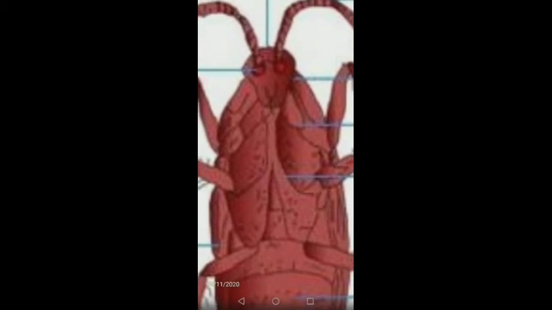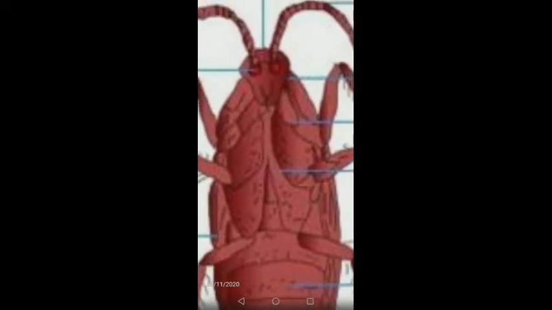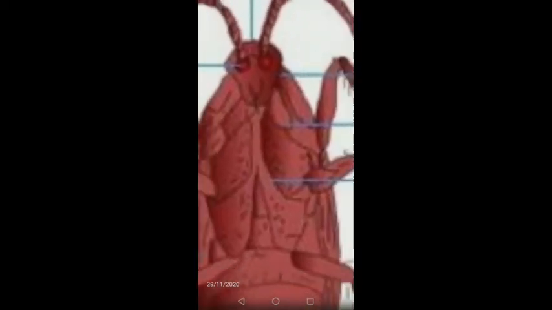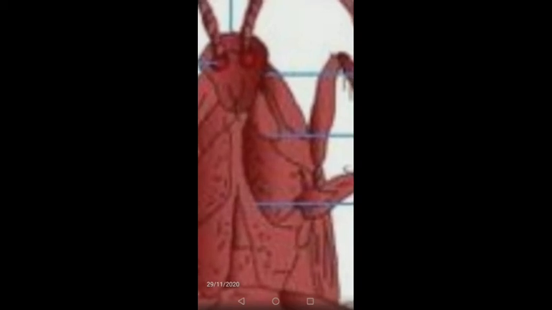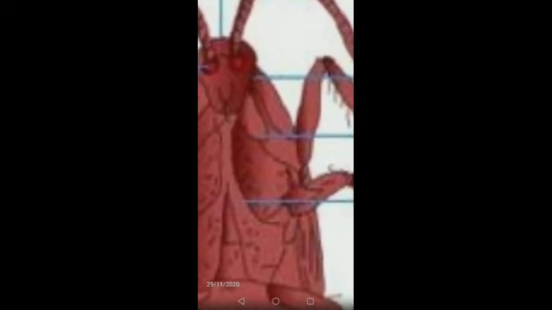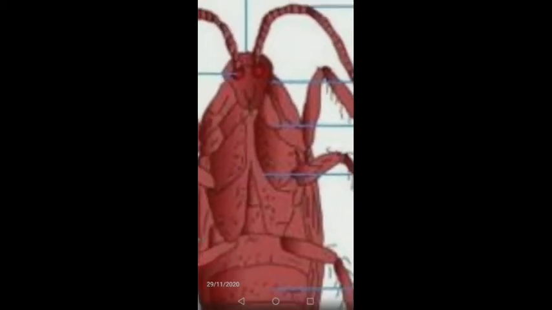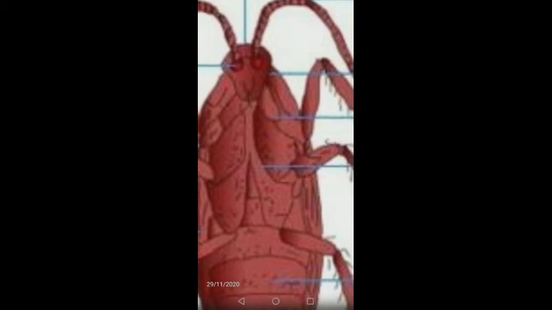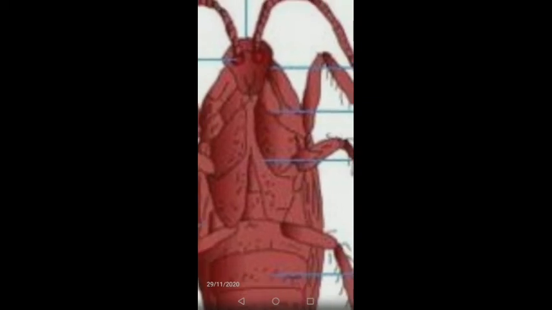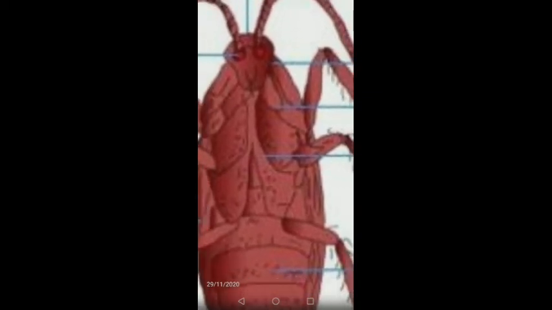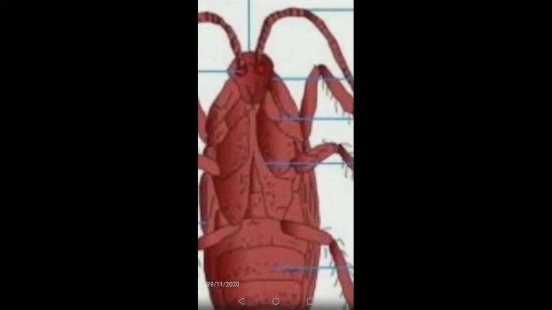The mouth parts are formed by fusion of 6 segments and show mobility in all directions. What do you mean by mobility? The mouth parts which are linked with the 6 segments can move in all directions. That is what we call mobility in all directions, due to the flexible neck.